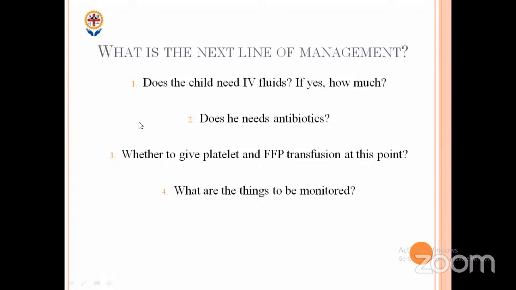And the second question is, does it need antibiotics? No, absolutely not. Dengue is a viral etiology, so there is no need for antibiotics unless we suspect a co-infection. And whether I give a platelet transfusion for this child, platelets are 25,000 and APTT is 52. Can we start giving platelets and FFP for this child at this point? No, sir. Good.